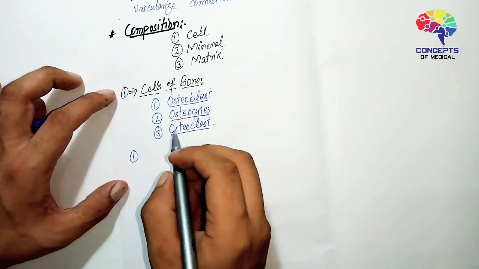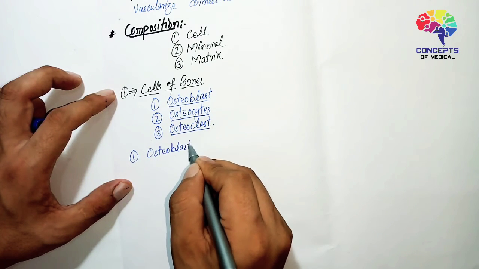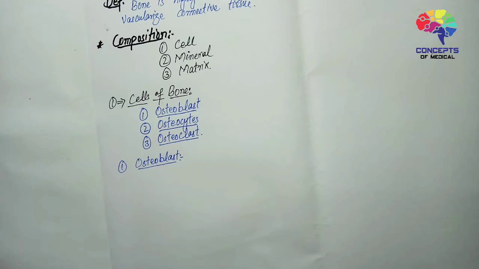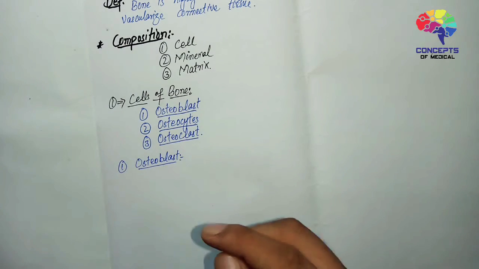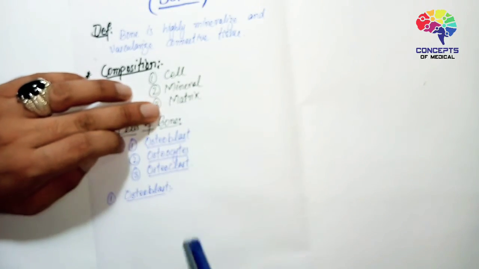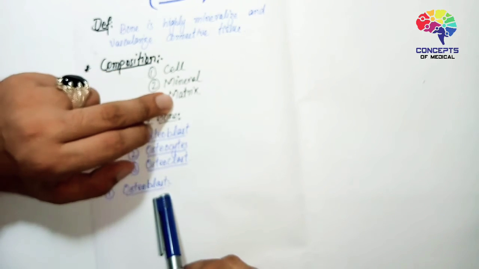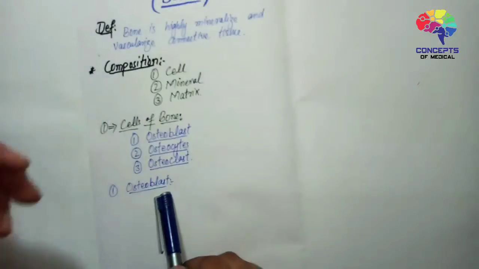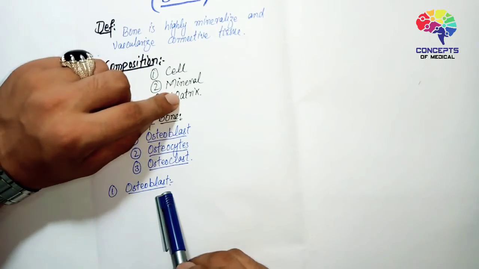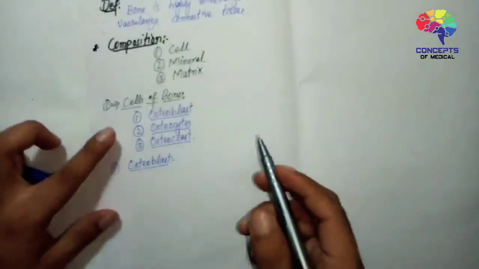The first cell here we have is the osteoblast. Osteoblasts are those cells within our bone which are always busy in the synthesis of the matrix of our bone. What the matrix is we will discuss later, but osteoblasts have a major role in the synthesis of the materials and products present in our matrix.